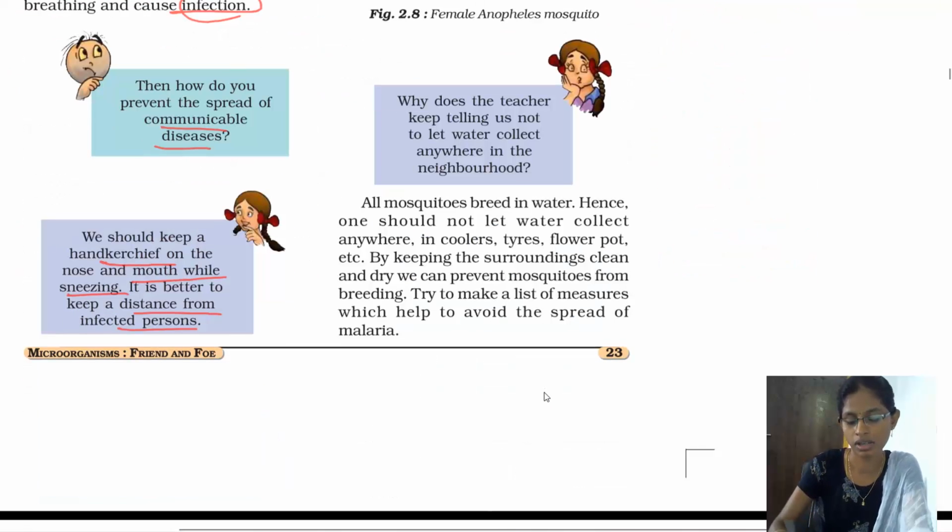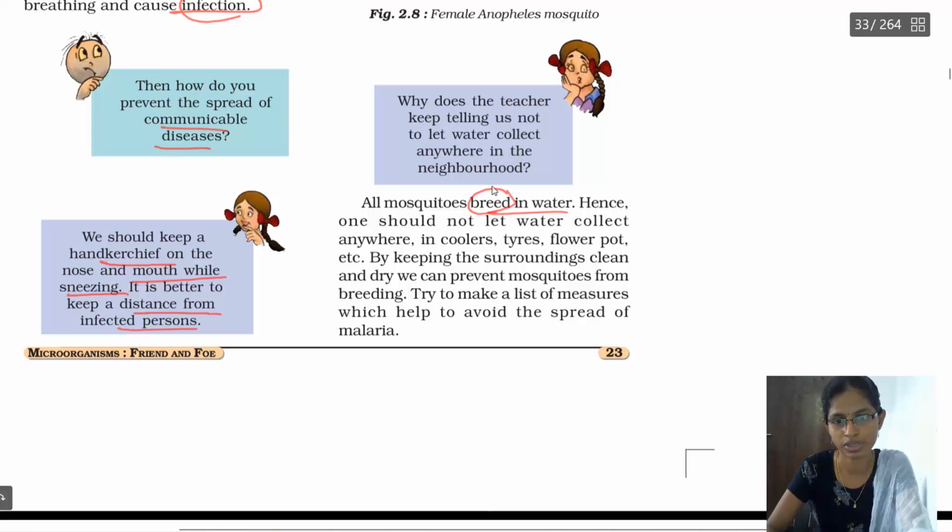Mainly, the mosquitoes sit upon water. They breed, that is, they reproduce, in water. So what you have to do is keep your surroundings clean. Make sure that your surroundings do not contain any water collection, like cooler tires, flower pots, etc. Make sure that they do not contain water. If your surroundings are clean, you are going to prevent these mosquitoes from breeding, and in this way the spread of malaria and dengue is prevented.